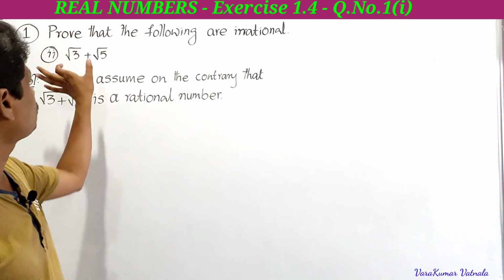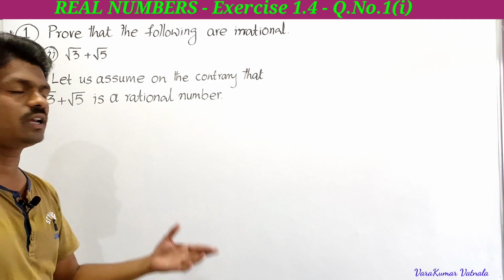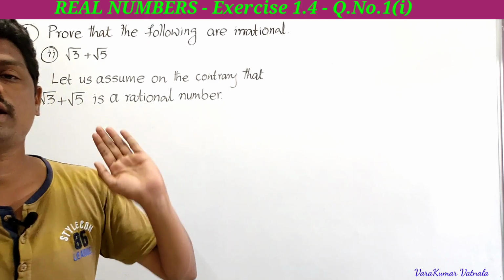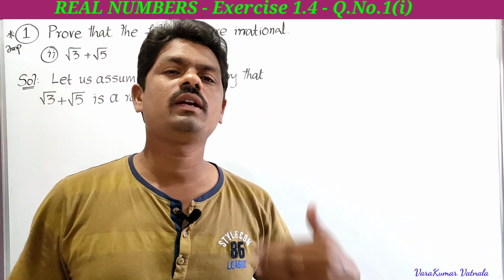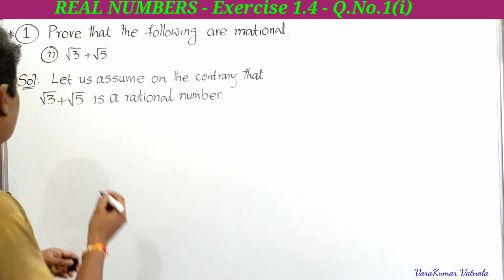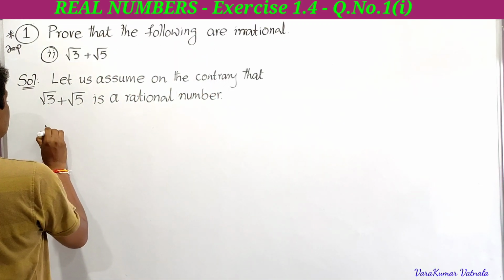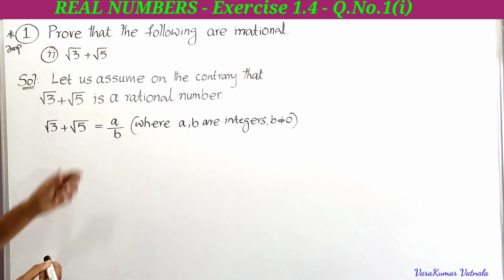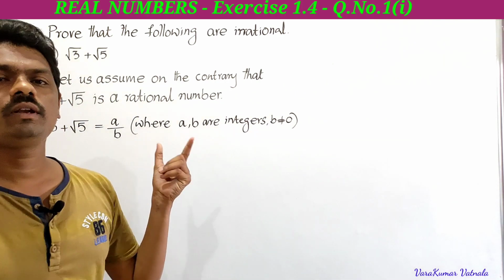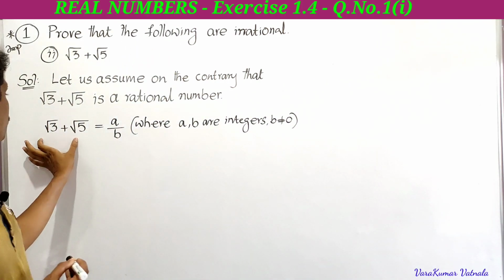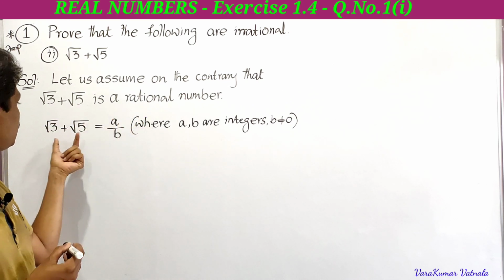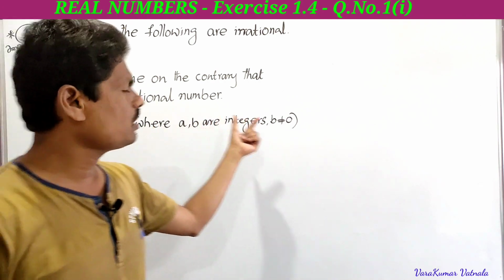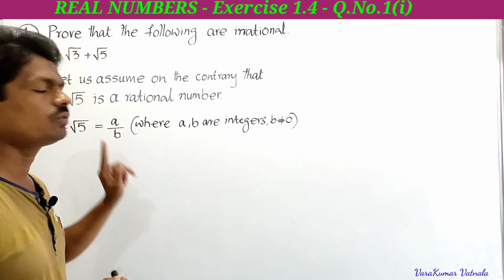For that, first we have to assume that root 3 plus root 5 is a rational number. So let us assume on the contrary that root 3 plus root 5 is a rational number. If it is a rational number, it can be written in the form a by b. So root 3 plus root 5 is equal to a by b, where a, b are integers and b is not equal to 0.